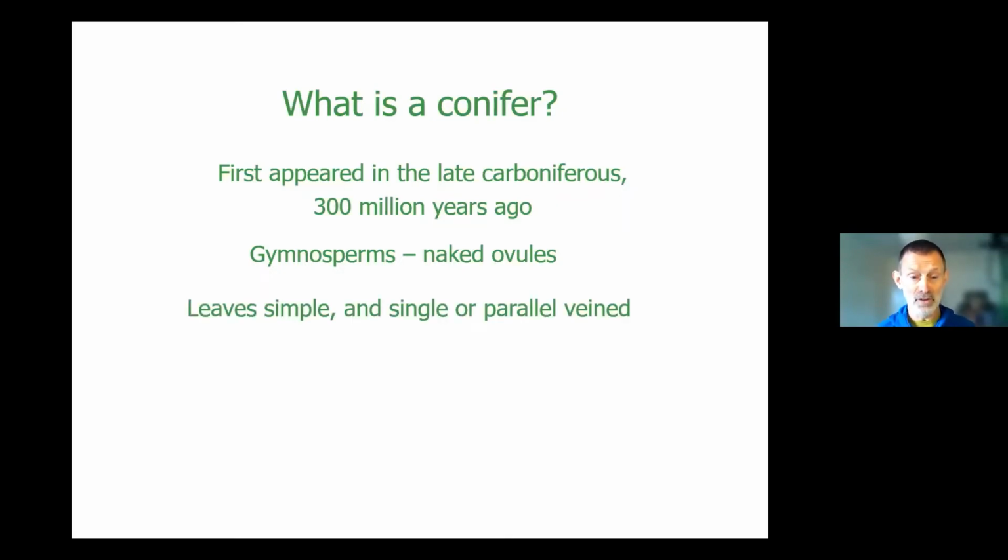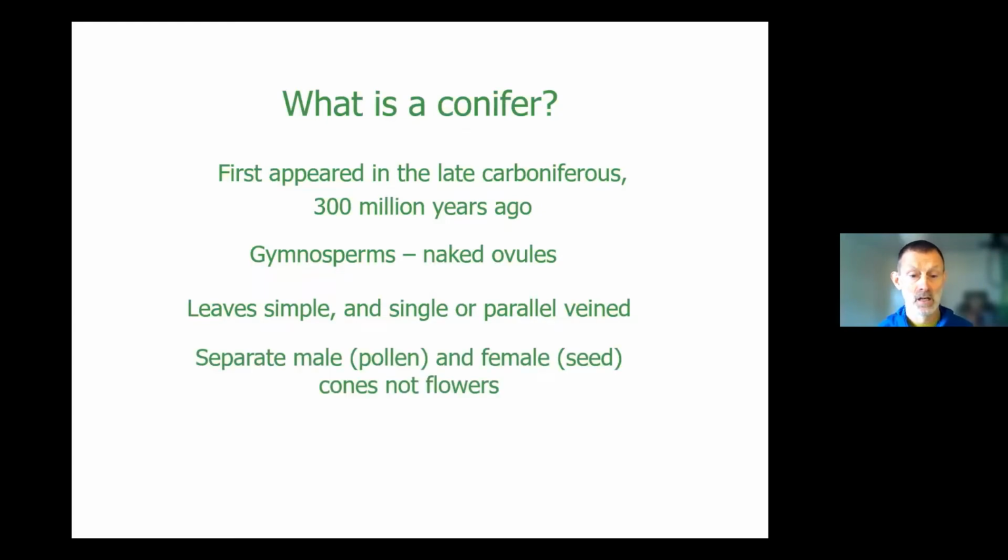Now, this is fairly important. The leaves are simple and they're always single or parallel veined. So we don't get that sort of network of veins that you might get in something like a sycamore or a daisy. Also important, they have separate male, i.e. the pollen producing parts, and female, the seed producing parts, cones, not flowers. Now, some of the conifers have very attractive female cones when they first emerge, but they're most definitely cones. And they're wind pollinated, so insects don't come into the equation at all here.